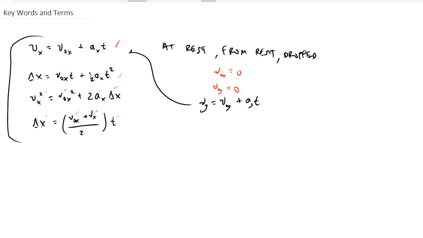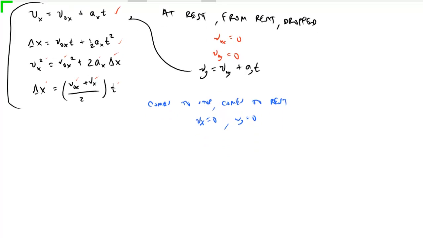If we have something that comes to a stop, or comes to rest, these would mean that our final velocity in the x direction is equal to 0. Or we could say here the final velocity in the y direction is equal to 0. And there's actually another one.